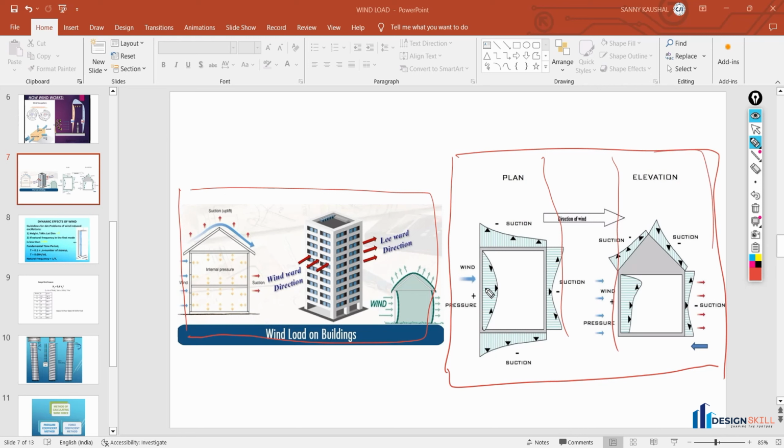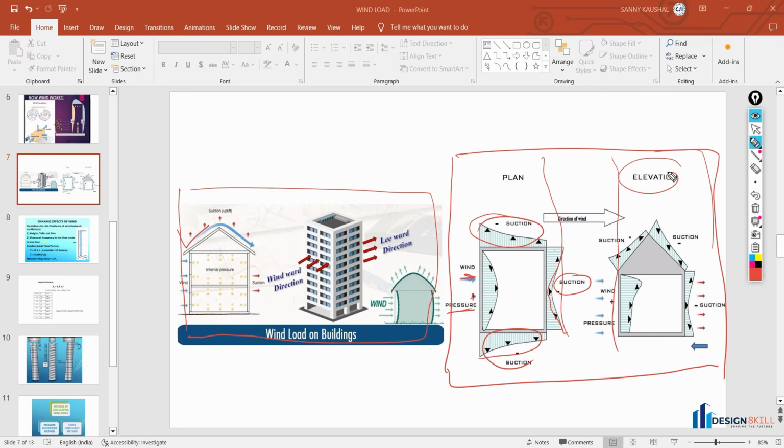Now the same thing, like how the pressure was created in this particular diagram, the same thing here also. Wind is applied in this direction, the positive pressure is created, and due to this positive pressure, negative pressure is created at this position. This is the suction area, and here also is a negative pressure.